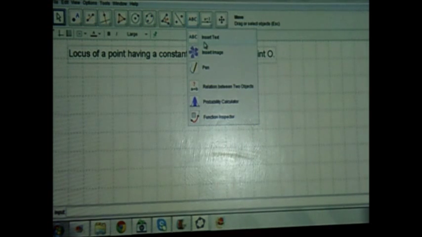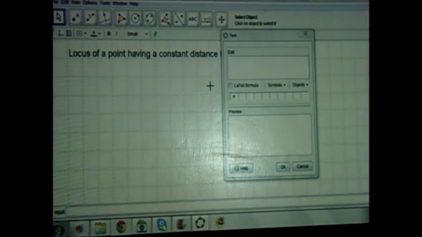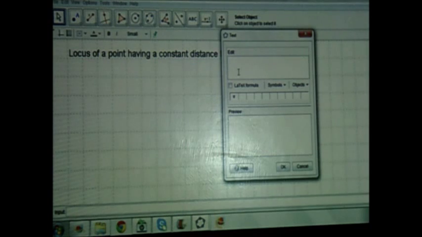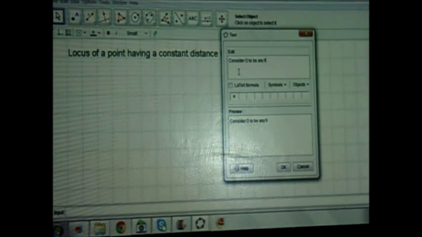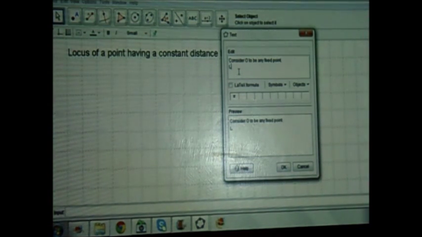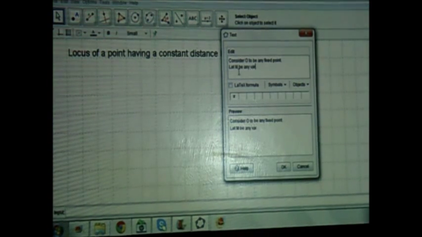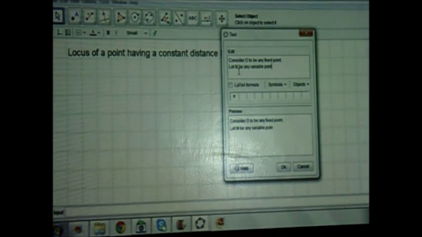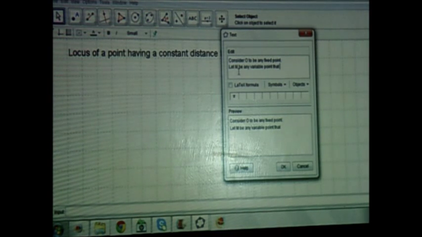For this reason we need 2 points. One is a fixed point and the other is the variable point which we need to find its locus. So we consider O to be any fixed point. And let M also be any variable point that's at a constant distance from this fixed point O.